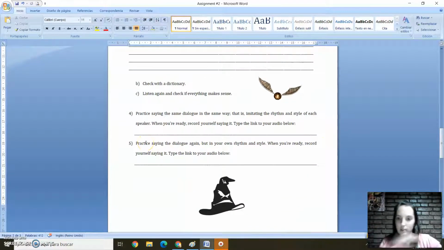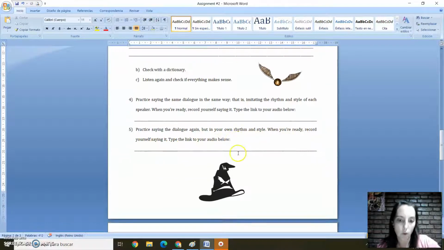Number 5, it doesn't end there. Practice saying the dialogue again, but in your own rhythm and style. So this time you're not going to imitate the actors and speaking so slowly, no, you're going to say it as if you were speaking, okay? When you're ready, record yourself saying it, type the link to your audio below, okay?